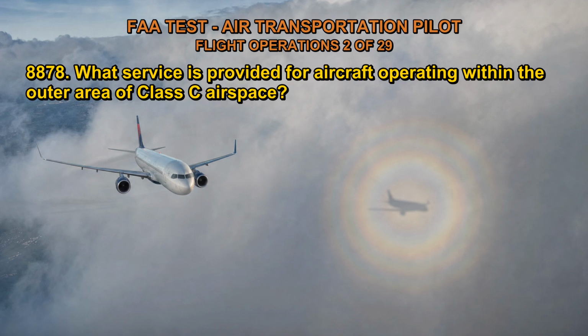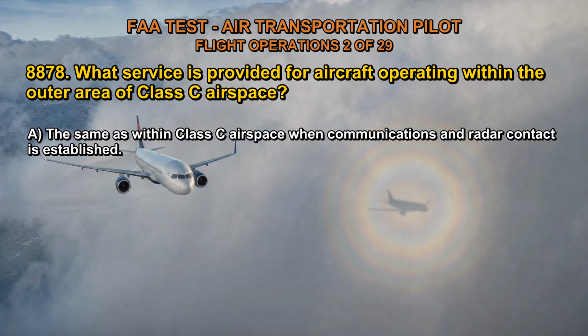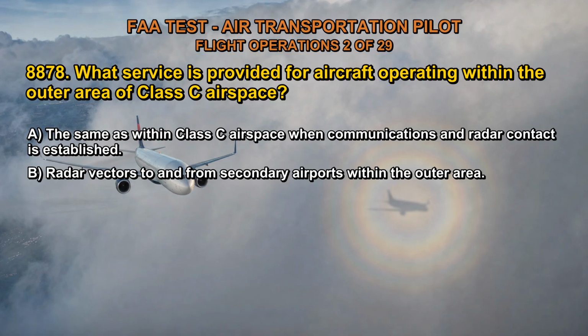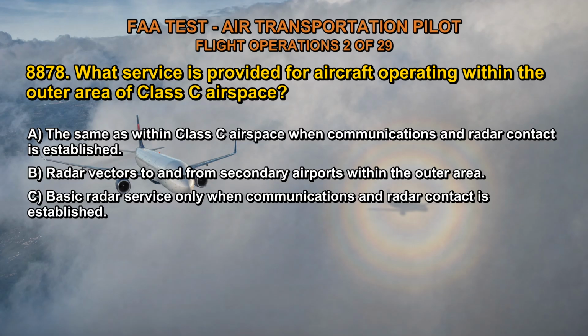8878. What service is provided for aircraft operating within the outer area of Class C airspace? A. The same as within Class C airspace when communications and radar contact is established. B. Radar vectors to and from secondary airports within the outer area. C. Basic radar service only when communications and radar contact is established.